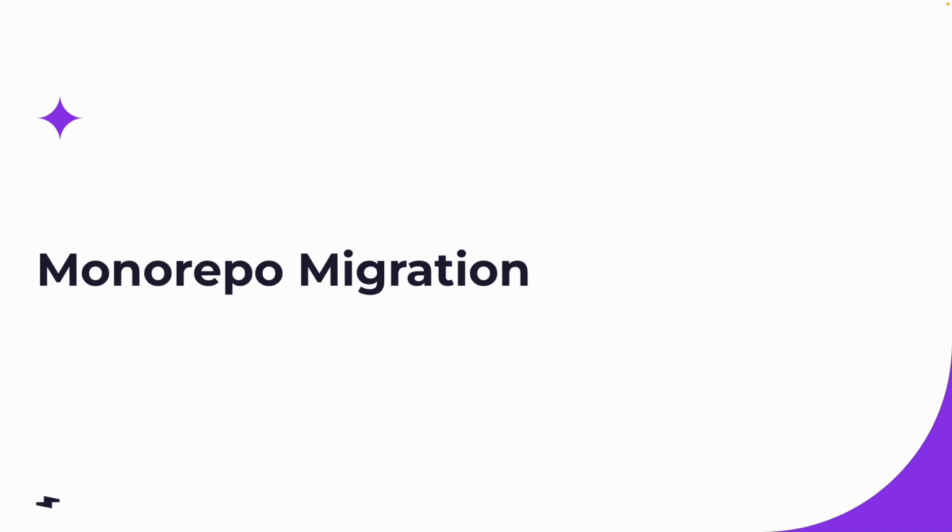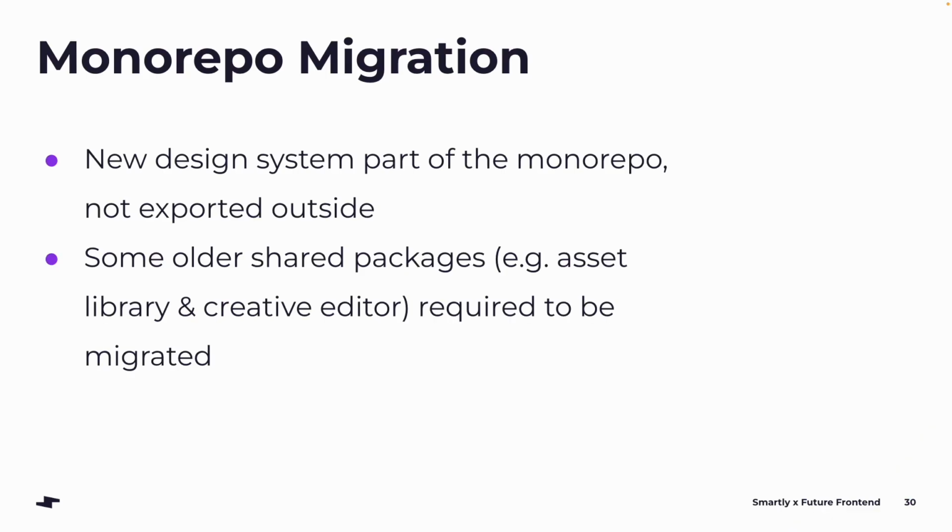Okay, and then there is the monorepo migration. So we had the micro frontends here and there. The biggest ones being the asset library, the place where our customers handle their assets, so their images, videos, templates, fonts, audio, whatnot.